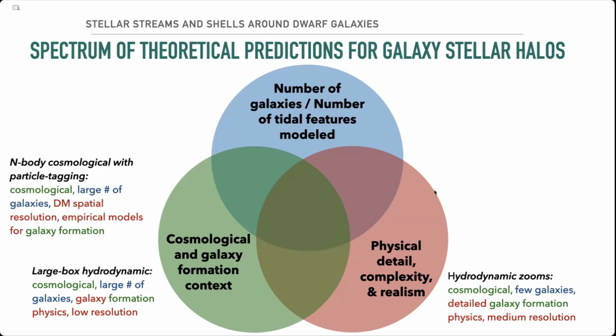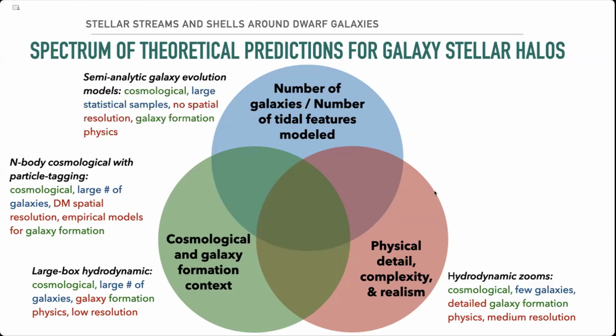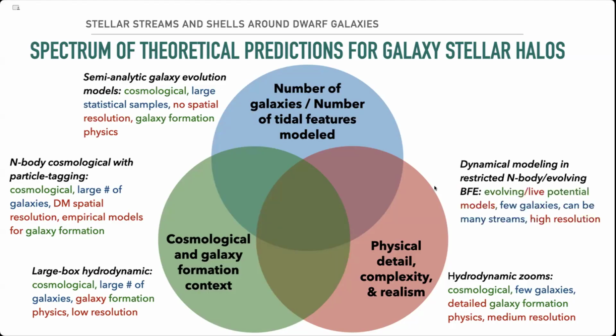We can populate this whole space in between with different ways to try to combine methods, like particle tagging based on N-body cosmological simulations, or semi-analytic galaxy evolution models that are based on the merger histories within larger simulations, but then do the galaxy formation physics separately. Therefore they don't have spatial resolution, but they can go to higher mass resolution.